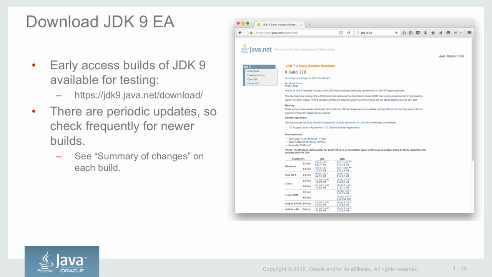Download it now. You don't have to type any URLs, just use any search engine. Search for JDK 9 early access. The first hit is likely to be that one. You will see that 9 build 120, that's fairly old.